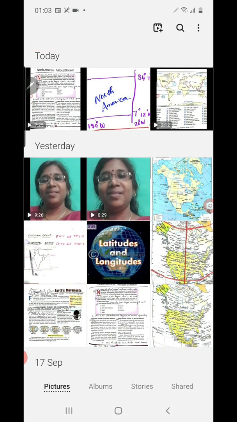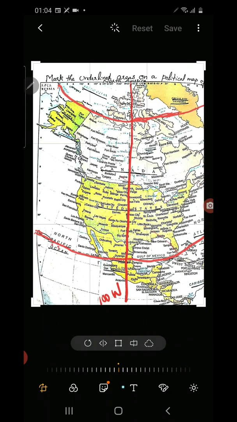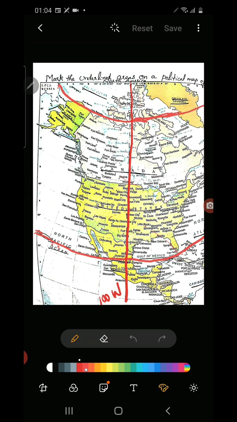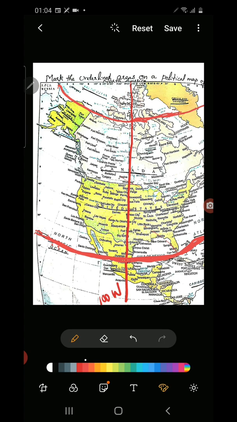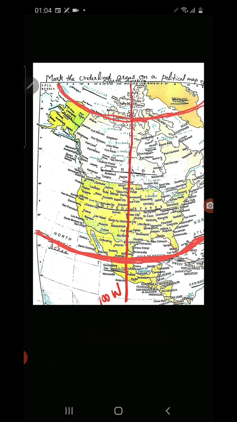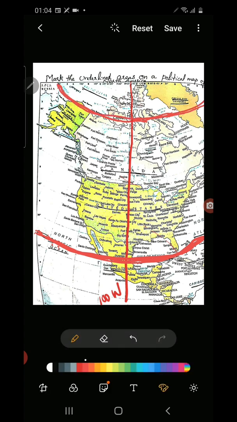You see here the map of North America. You see this is north. You see the map of North America is here. So this is Tropic of Cancer. You can see Tropic of Cancer in the northern, because North America is in the northern hemisphere. So Tropic of Cancer 23.5 degree north, and Arctic Circle, this is 66.5 degree north. These are the two important latitudes passing through North America.